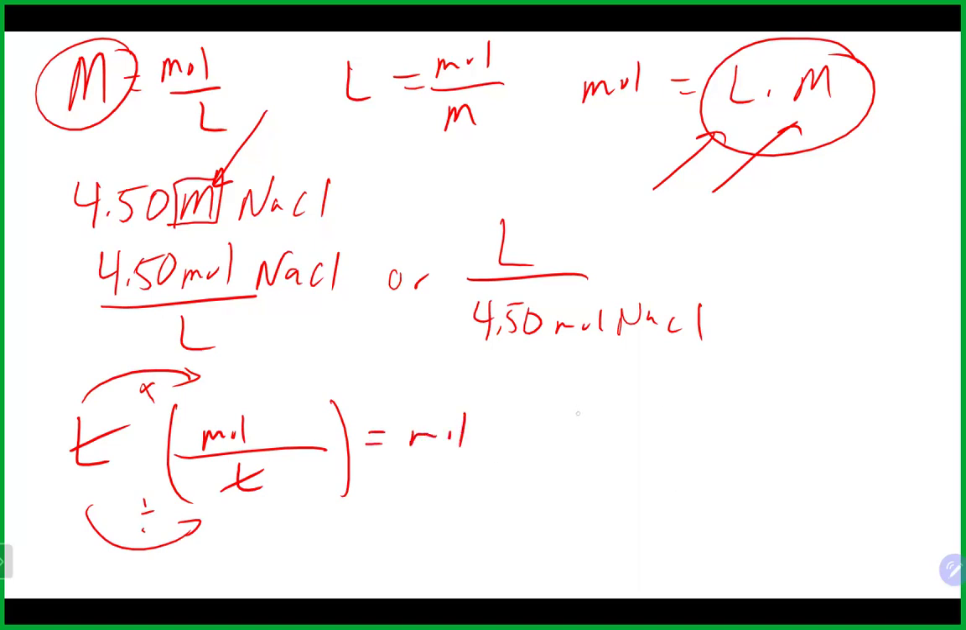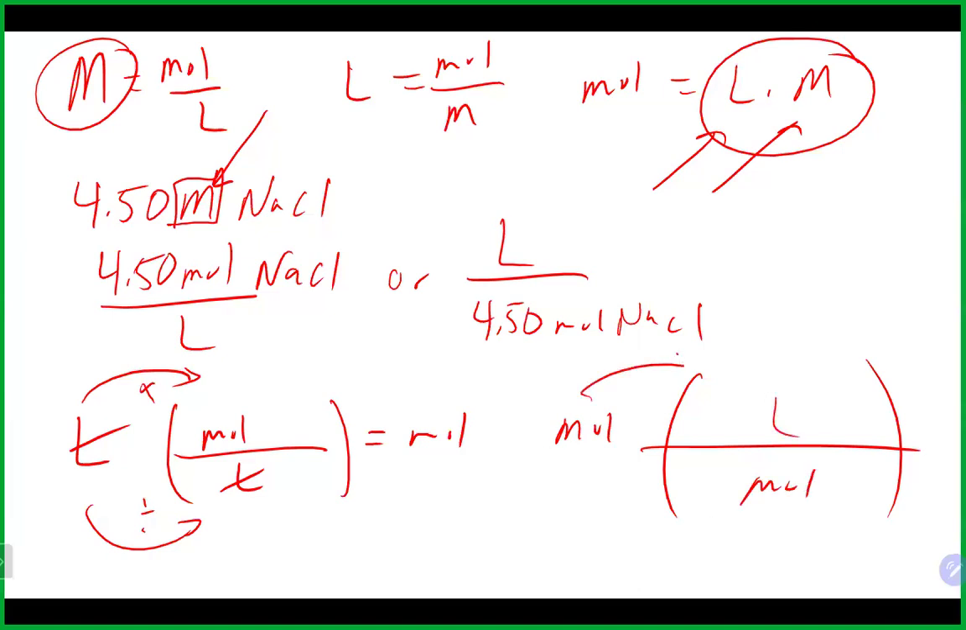If you're looking for liters, and you have the moles, you could also use the molarity in the opposite way, put the moles on the bottom, the liters up on top. Again, you multiply and divide in this particular case. The moles will cancel and that will give you liters.